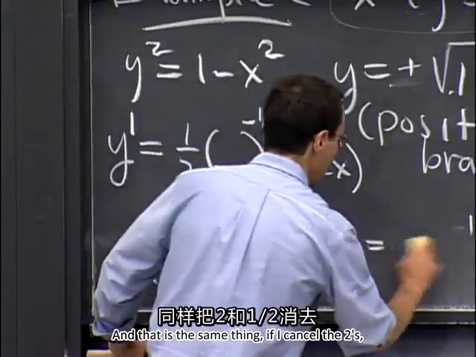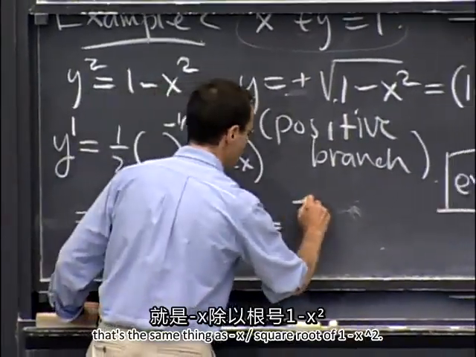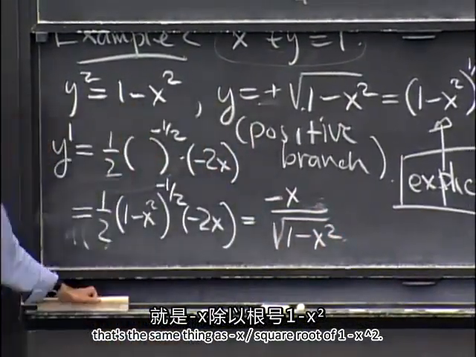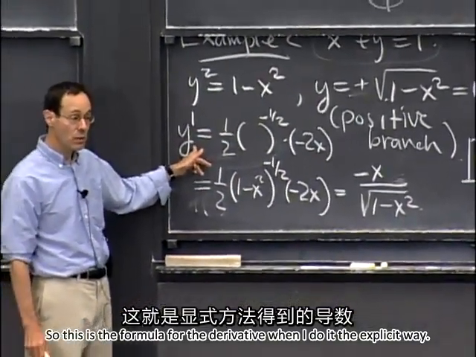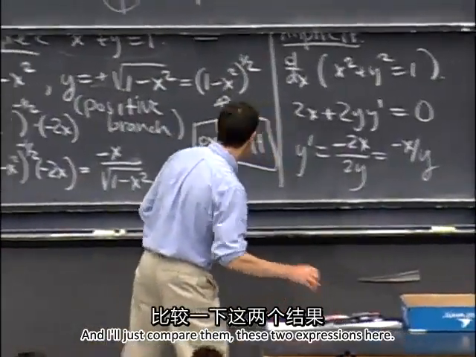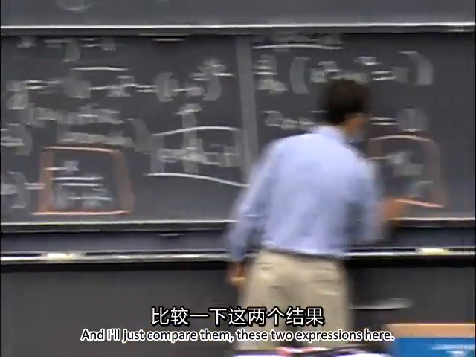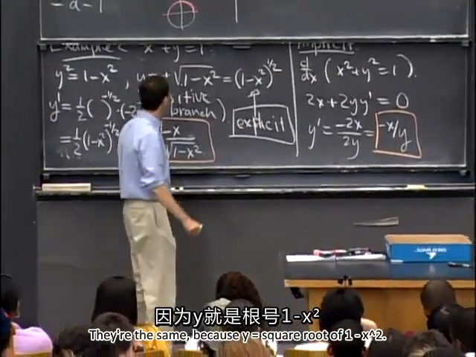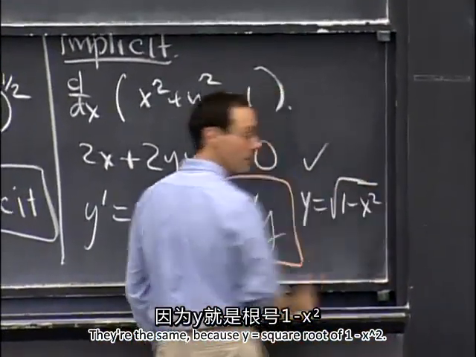And that is the same thing if I cancel the 2's and change it back to looking like a square root. That's the same thing as minus x divided by the square root of 1 minus x squared. All right, so this is the formula for the derivative when I do it the explicit way. And I'll just compare these two expressions here. And notice that they are the same, because y is equal to the square root of 1 minus x squared.